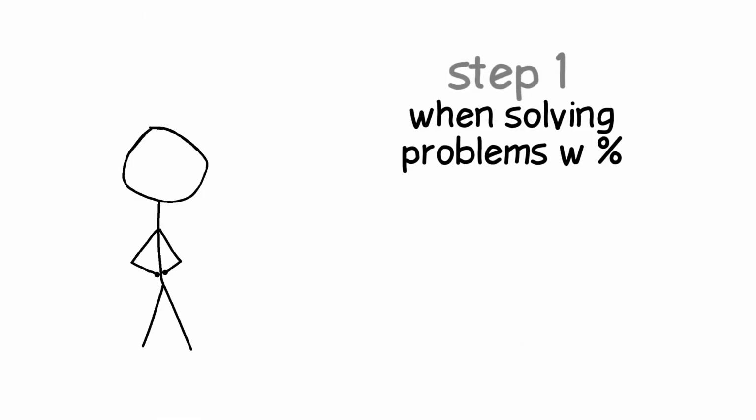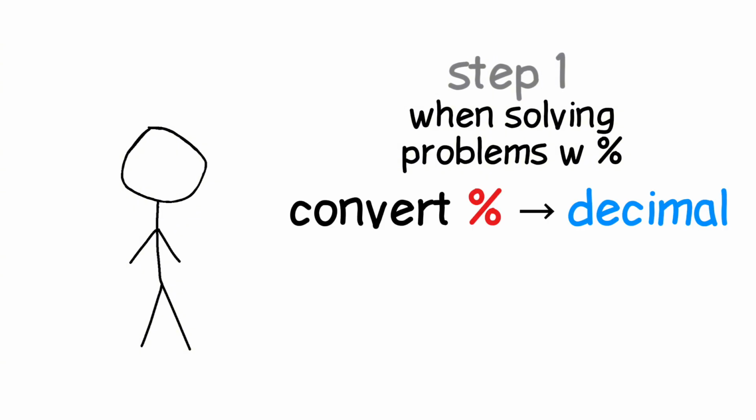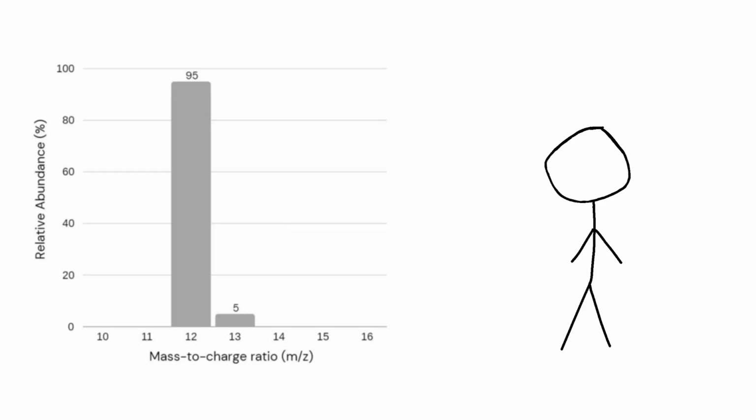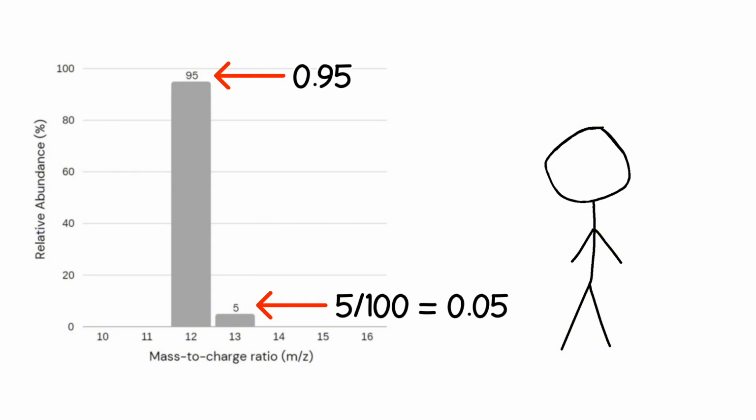When solving problems with percents, it is helpful to convert the percentages to decimals. To do this, just divide the percent by 100. In this case, 95% would become 0.95, and 5% would become 0.05.